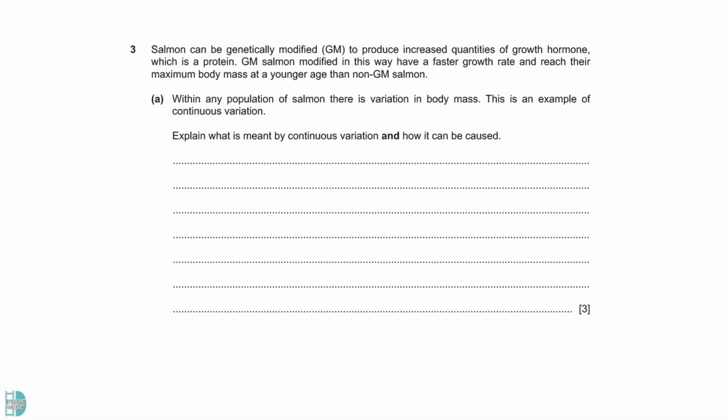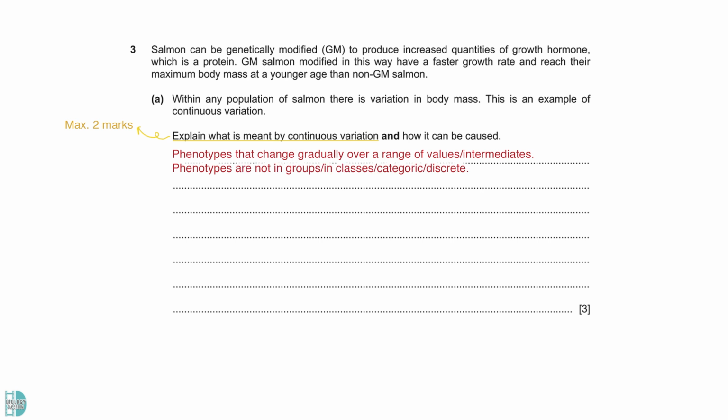Question 3 is about the GM salmon. A. Explain what is meant by continuous variation and how it can be caused. This type of phenotype changes gradually over a range of values. You can also use the word intermediates. You can't categorize the phenotypes into groups, classes, or categories, as they are not discrete and not qualitative. They are quantitative instead. A continuous variation graph shows the normal distribution.